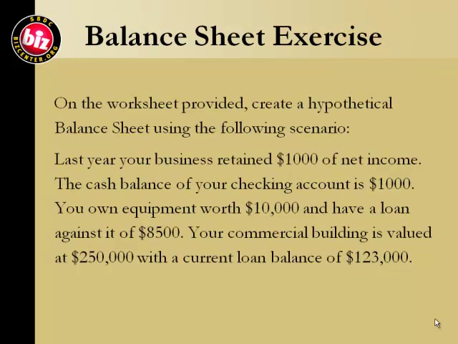Here I'm going to have you complete your own balance sheet using the information given. You will use the worksheet provided in the course materials. Last year, your business retained $1,000 of net income. The cash balance of your checking account is also $1,000. You own equipment worth $10,000 and have a loan against that equipment of $8,500. Your commercial building is valued at $250,000 and has a current loan balance of $123,000. Please pause the presentation and take a moment to complete this exercise. I will show you the solution on the next slide. The sample balance sheet we discussed earlier may be a good reference if you need some help.